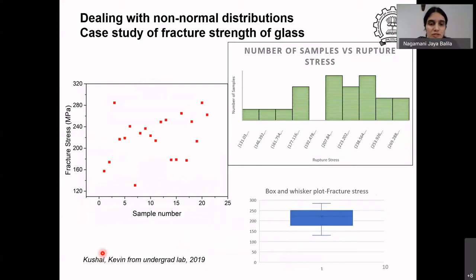This was data which Kevin has shared with me, and I should also acknowledge Kushal, who was probably the TA for that course. So the fracture strength is distributed across the sample numbers from something that goes as high as about 281 MPa to something that goes as low as 140 MPa. So there is a large scatter in the data, right? So there is this scatter, and if you try to plot it in terms of a histogram, you also see that it does not show a normal distribution.